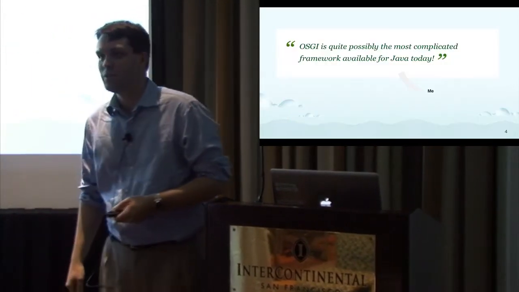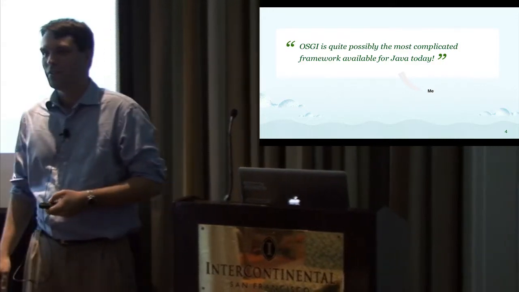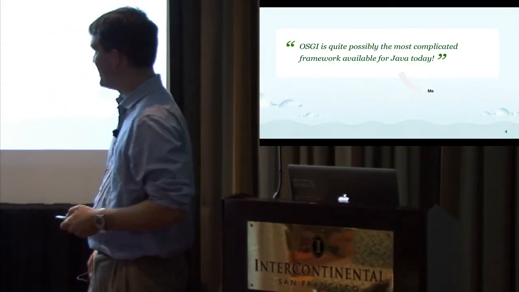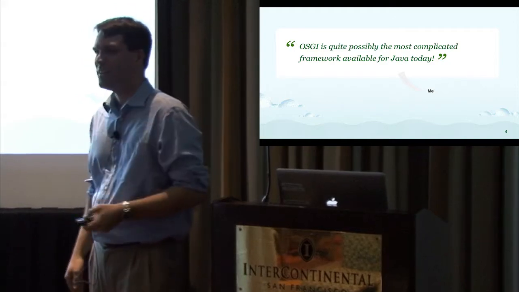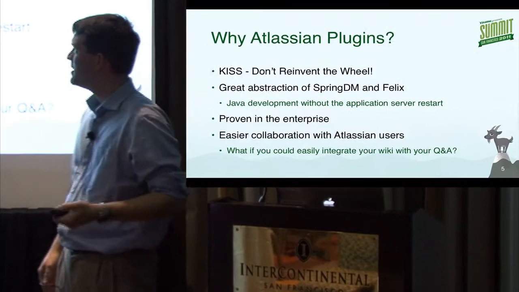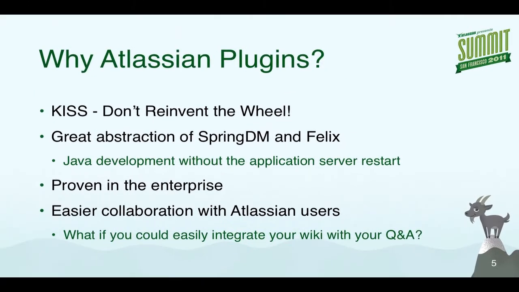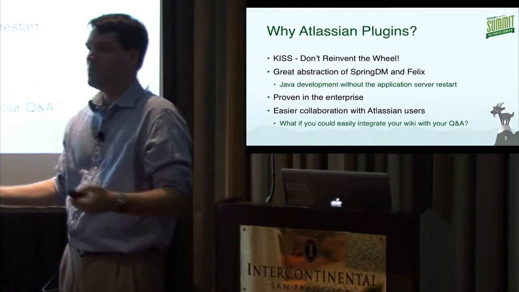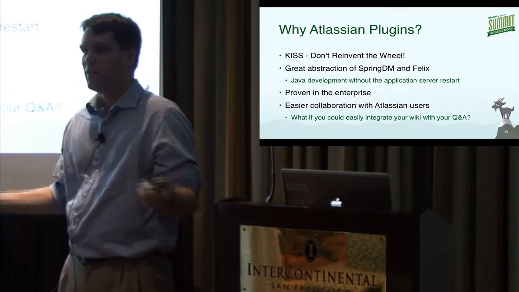OSGi is quite possibly the most complex framework available for Java today. And I don't think anybody would question that right now. So why did we go with Atlassian plugins, right? First, why reinvent the wheel, right? We looked and looked and looked, and we said, okay, we're going to use OSGi. Spring DM seems like a great thing. We can do it that way. And then it turns out somebody already did it.